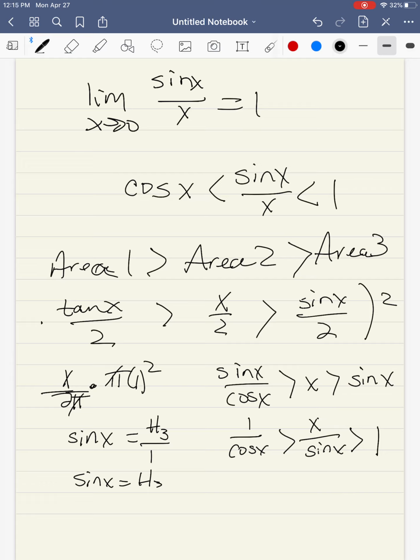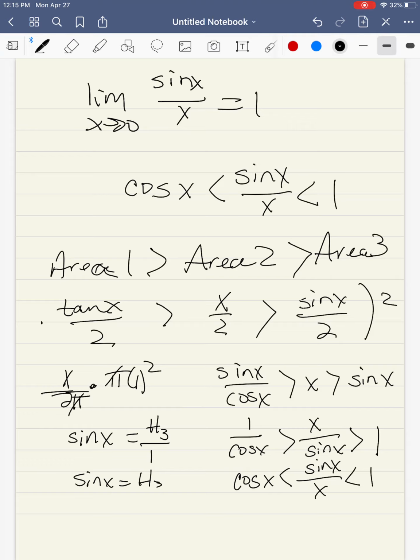Now, the last step we're going to do is invert these fractions and reverse the inequality symbols. That's a property of proportion. So this would be cosine of x. This will now be less than sine x over x, and this will still be 1. So now the middle term goes between the cosine of x and positive 1.